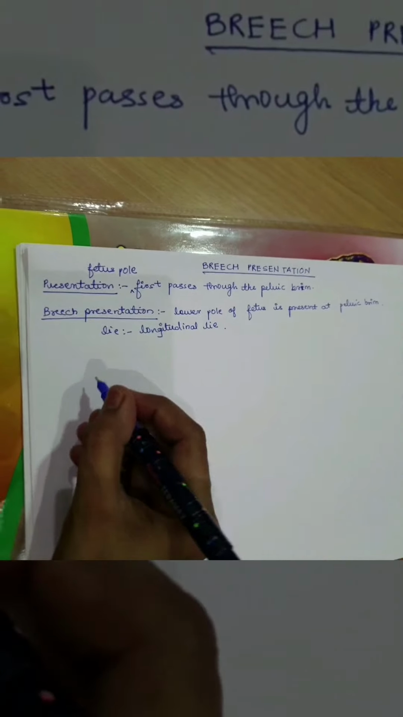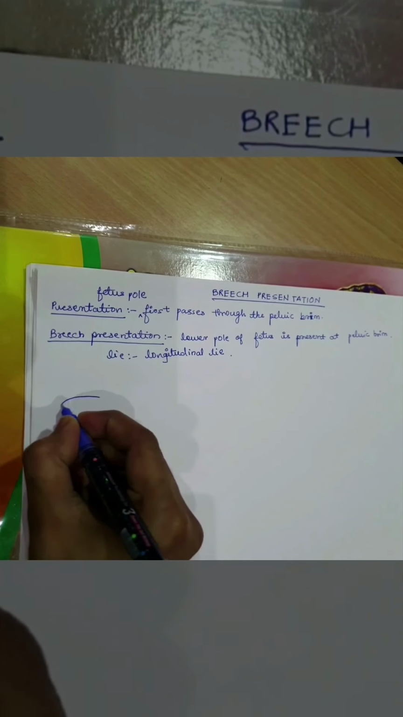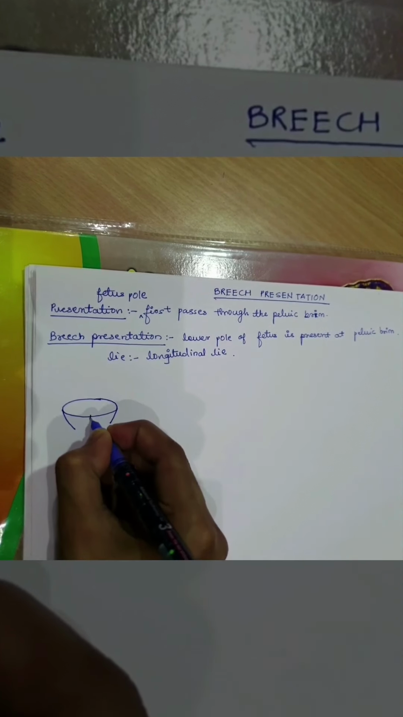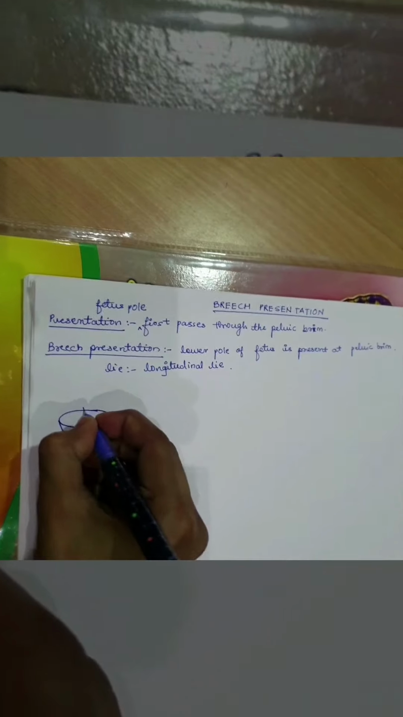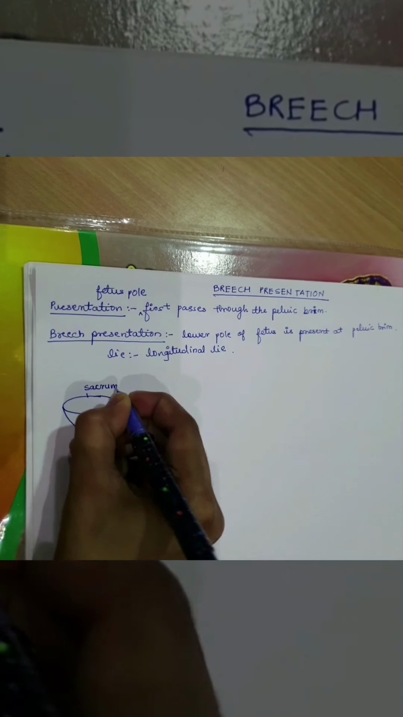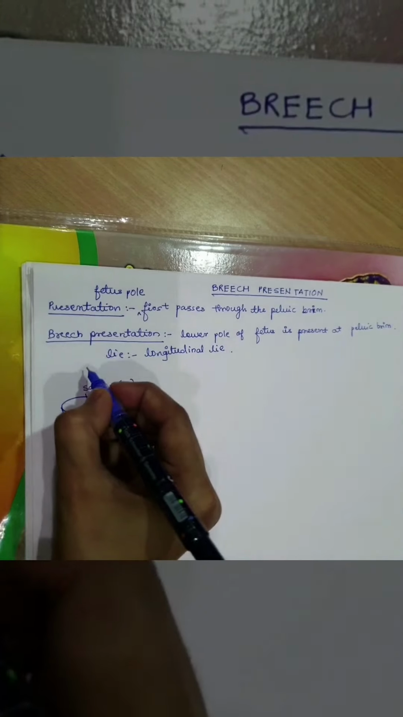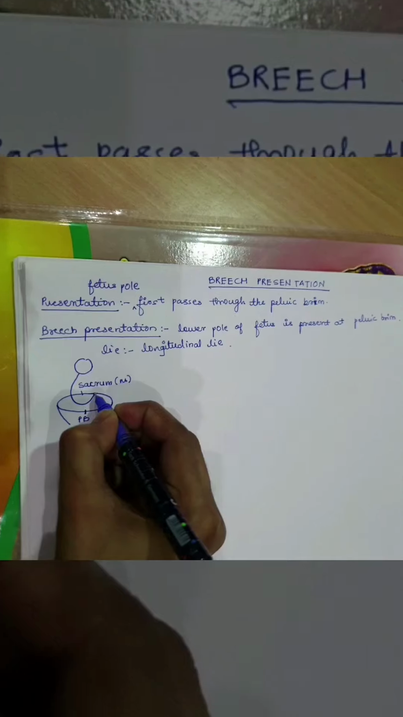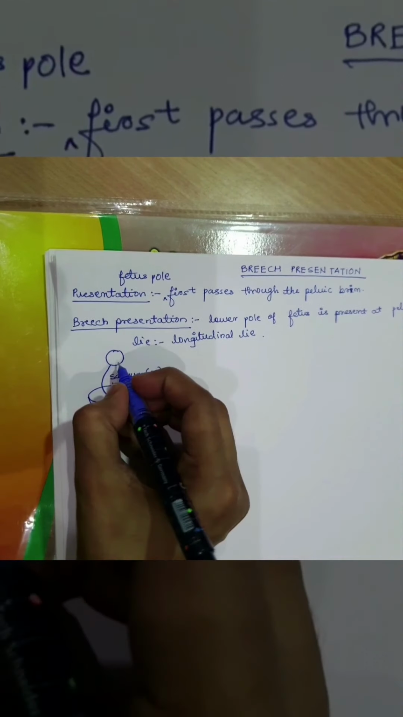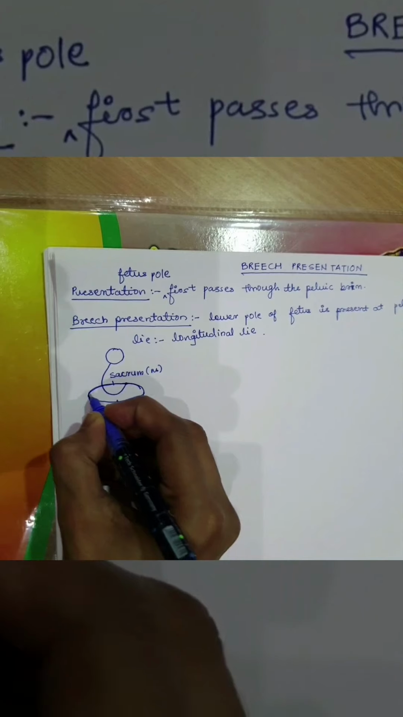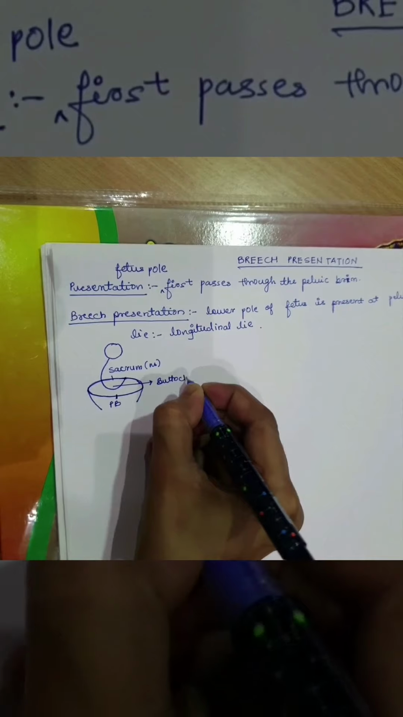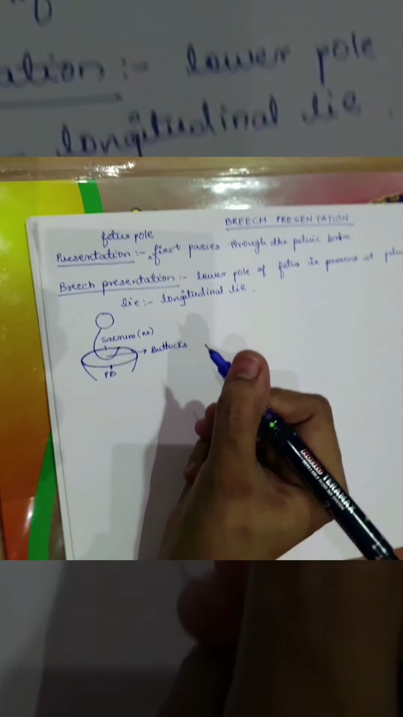So if we have to see through a diagrammatic presentation, if this is the pelvis, this being the pubic symphysis, and this is the sacrum of the mother, this will be the head and this will be the buttocks. So the head will be lying above, and near the pelvic brim the buttocks of the fetus will be lying. This is called the breech presentation.